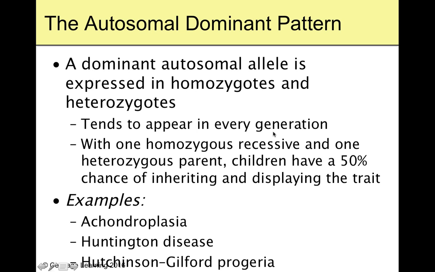It's going to pretty much show up in every generation if you're running a pedigree on this thing because it's dominant. And if a homozygous recessive and a heterozygous parent were to produce offspring, their children should have about a 50% chance of inheriting and displaying the trait, because if they inherit it, they will also display it. You could run a Punnett square on that, big T, little t, little t, little t, 50% big T expressed, 50% no expression. Examples of this: achondroplastic dwarfism, Huntington's disease, Hutchinson-Gilford progeria.